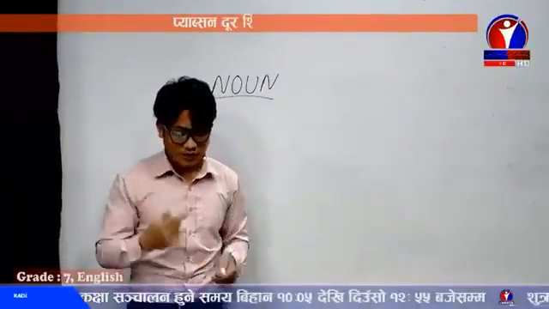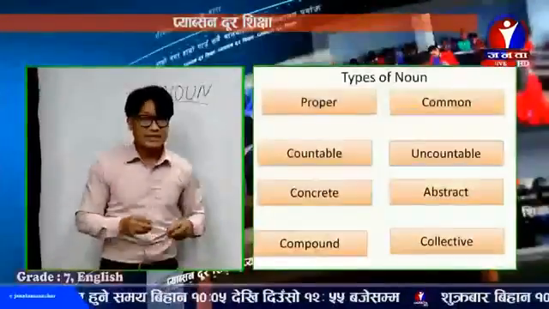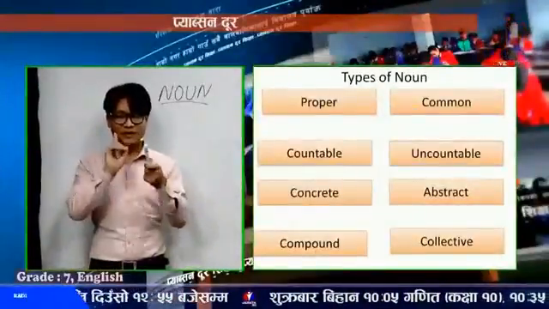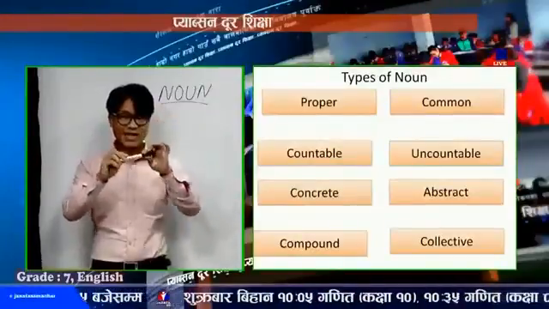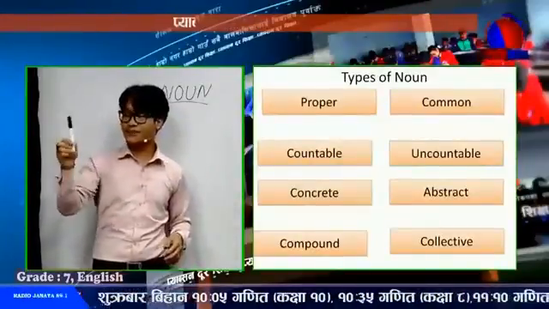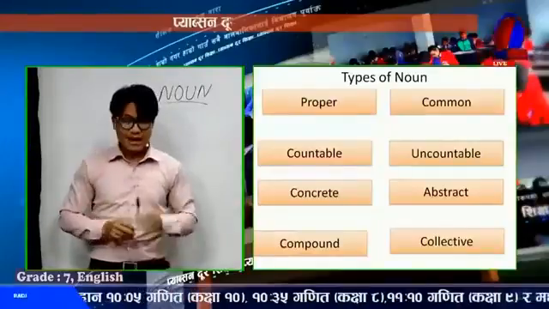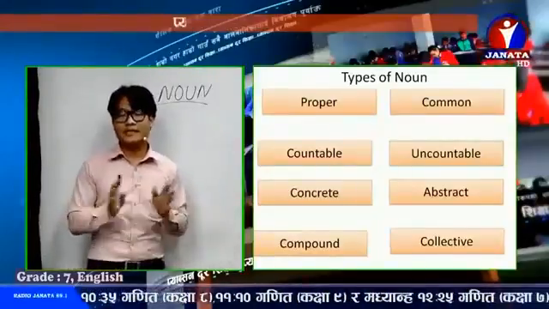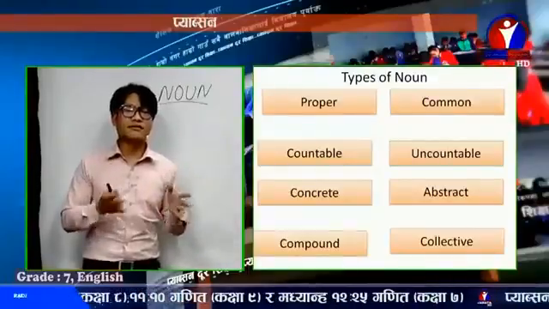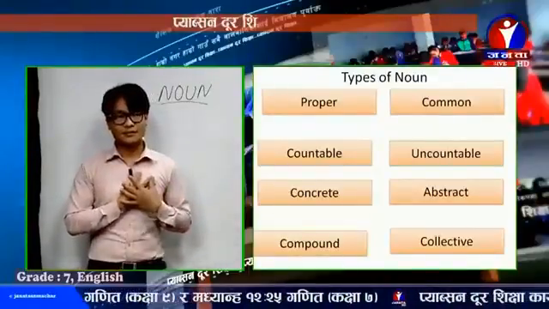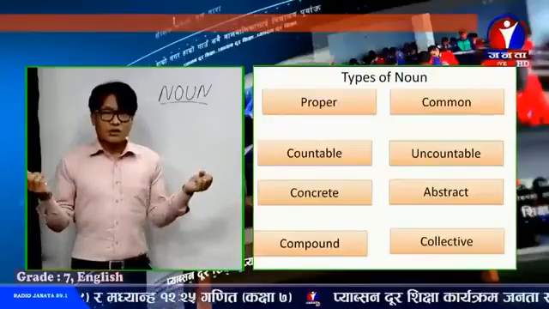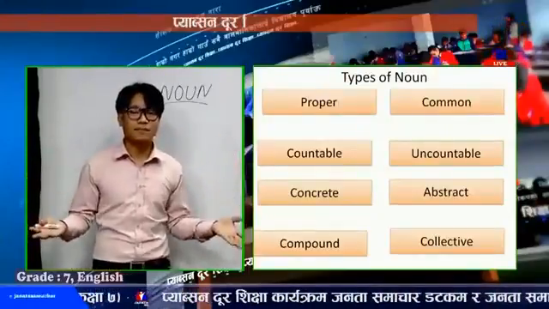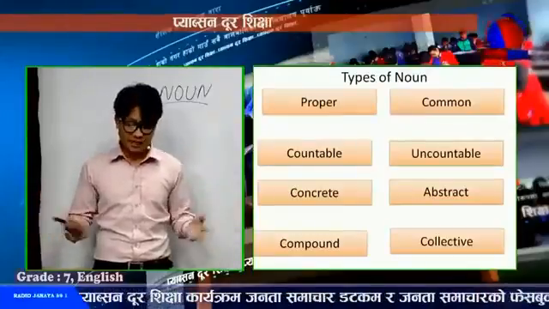Next is concrete noun. Concrete noun is that noun which exists physically, which can be touched, seen, like this marker. This is a concrete noun. An abstract noun is that noun which cannot be seen and touched, it can just be felt in our heart, like happy, hate, love, freedom. Okay, these are abstract nouns.